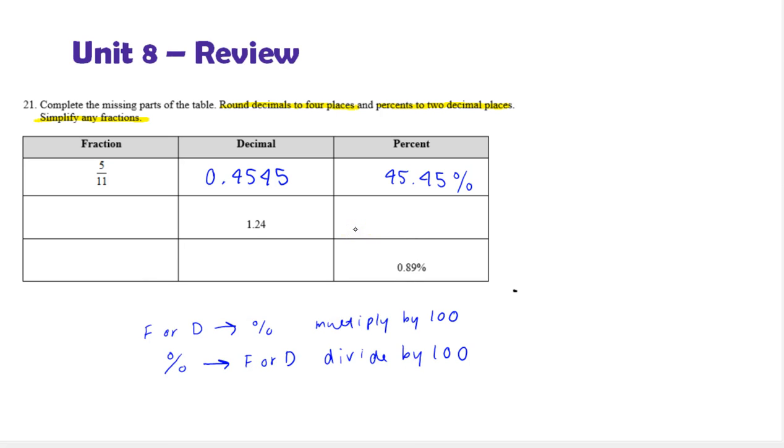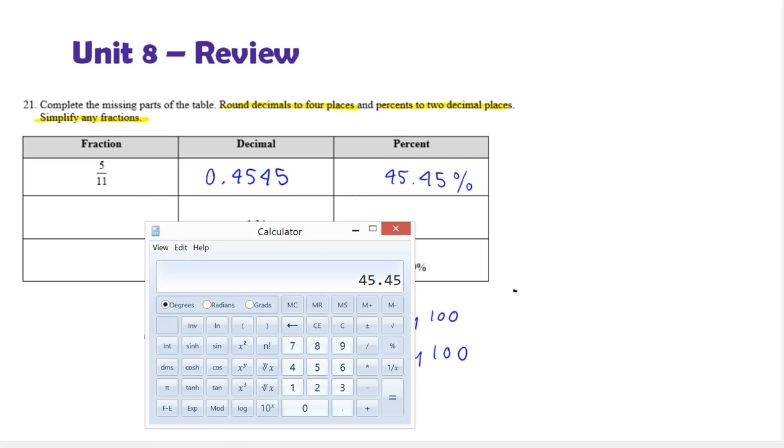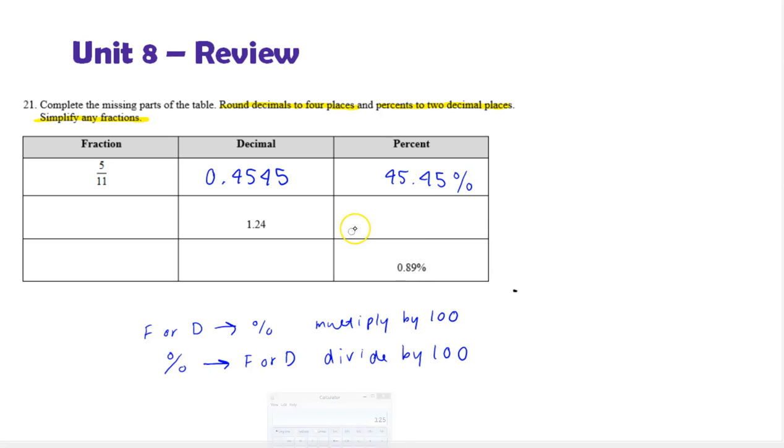Okay. Now here we have a decimal. Okay, we want to write it as a percent and a fraction. Let's do the percent first. So again, from decimal to percent, very easy. We're just going to multiply by 100. So this is 100 and, I think I put 25, but it was a 4. So this is 124%. Okay. Percents can be greater than 100.